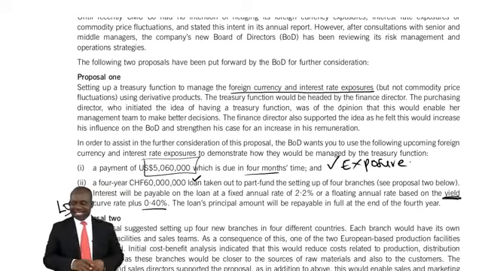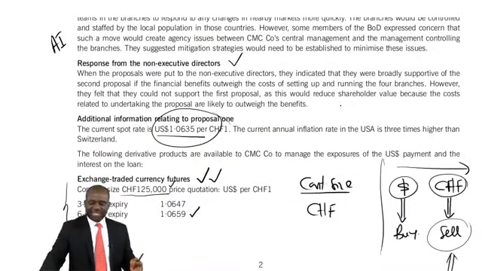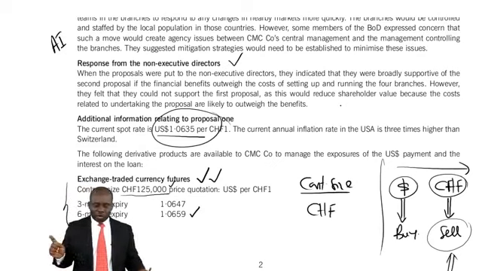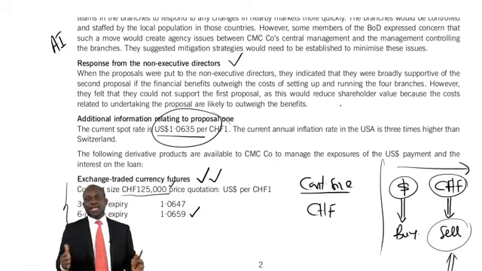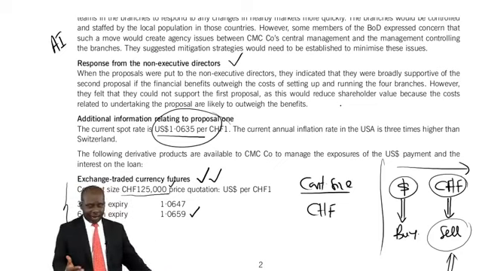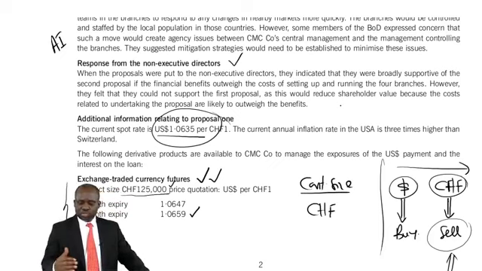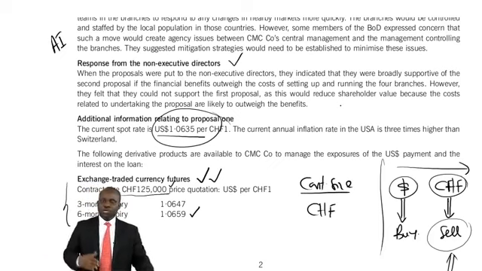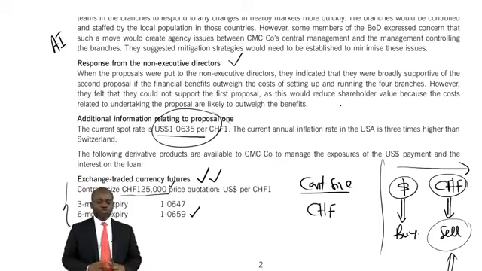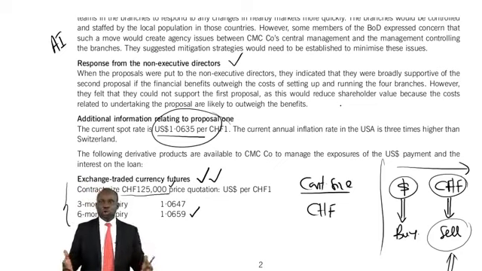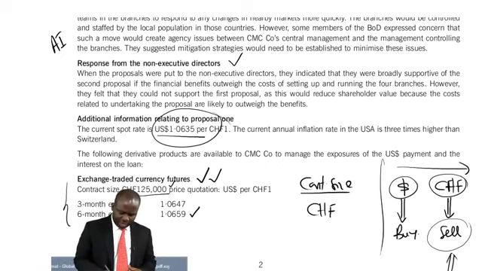So the question is just telling you indirectly that the non-executive directors are saying they are not going to support the first proposal, which is to hedge against interest rate and currency movement, because their concern is that it will reduce shareholders' value because the costs related to undertaking that proposal are likely to outweigh the benefit. Do you agree with them?